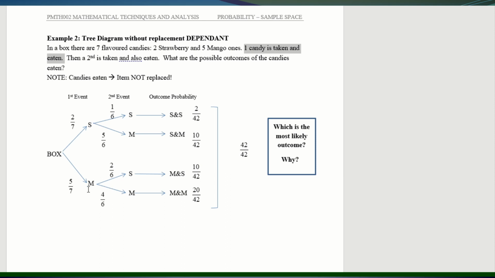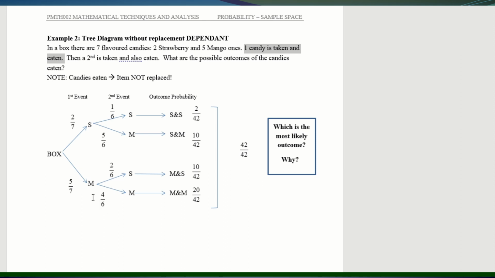So now mango. In the first pick you take mango. So you're left with 6, right? You didn't take strawberry. So strawberry still got 2. 2 out of 6. Mango, there was 5. 1 already eaten. You are left with 4 over 6. You total up, you get 6 over 6. You're pretty much on the right track.